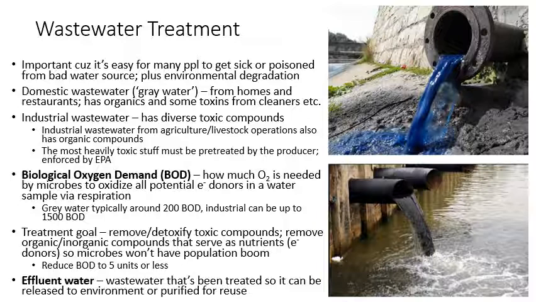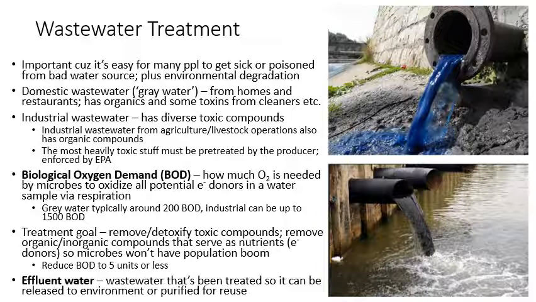For gray water, usually it would have around 200 BOD when it starts, before it's been treated. For industrial wastewater, it varies a lot. It might be really low, but it might be really high. Especially if this is an agricultural or livestock operation, then it can be up to around 1500 BOD. So very, very polluted with electron donors that would be used by microbes for their metabolism.